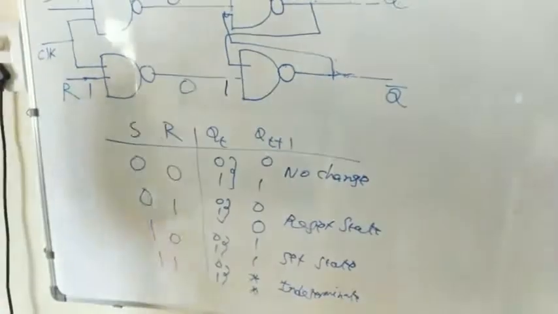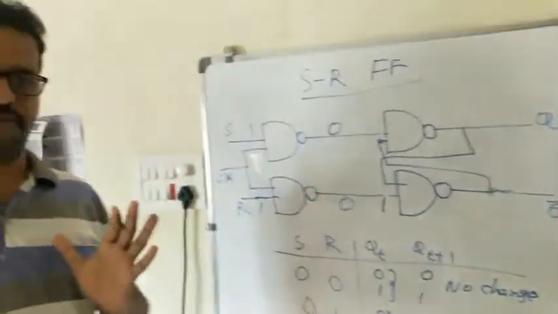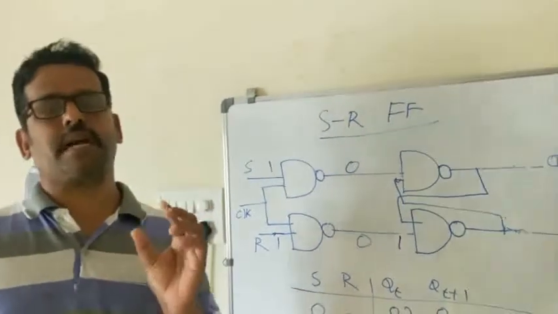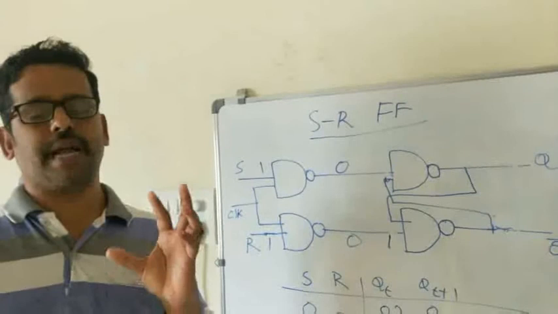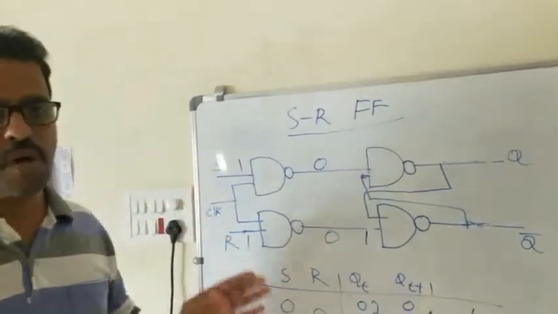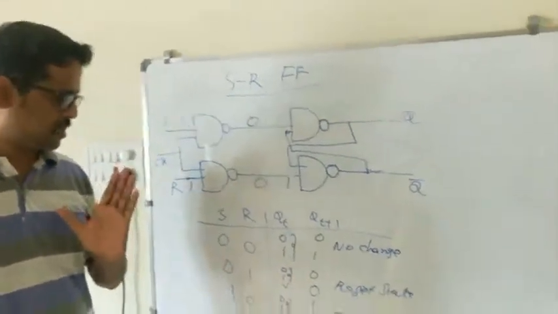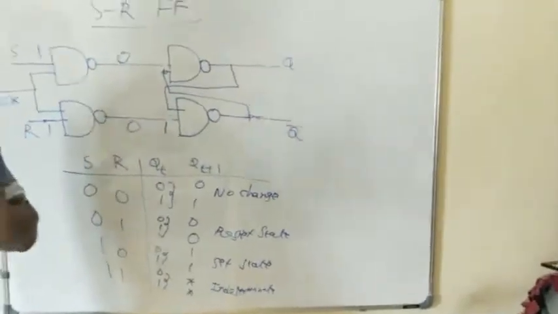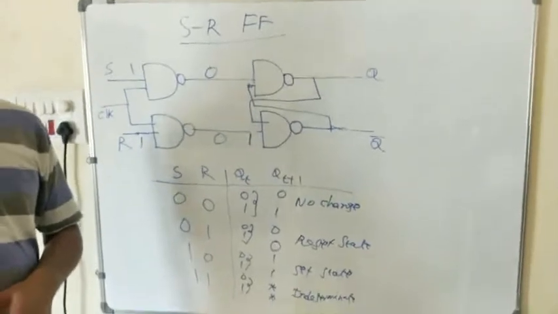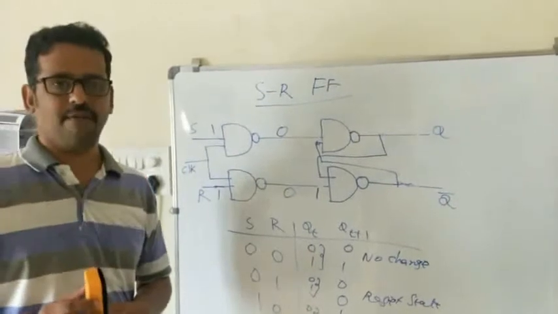Indeterminate state. Why do we need to move from the RS flip-flop to the SR flip-flop? Because we faced that useless state called the indeterminate state. We tried to avoid it using the SR flip-flop, but we were only able to push the indeterminate state down to the last row. We are not able to completely remove it. So we need to discuss the other type of flip-flop, called the JK flip-flop.